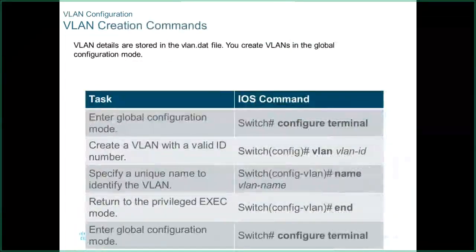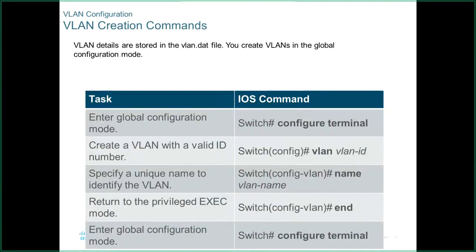Okay, so how do I configure and create VLANs? Well, it's very difficult. You go into global config mode, you type in VLAN 10, and if you want, you can add a name to the VLAN, and then end and save your config. Guess what? You've configured a VLAN. Now, that VLAN doesn't have any ports assigned to it. It's just the VLAN has been created.